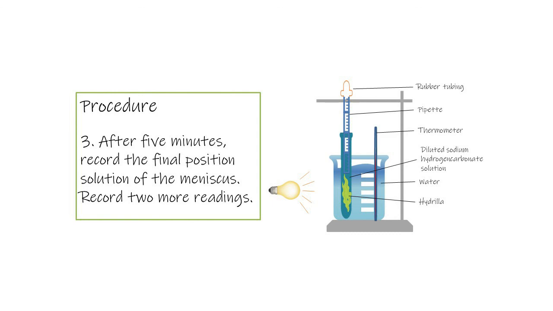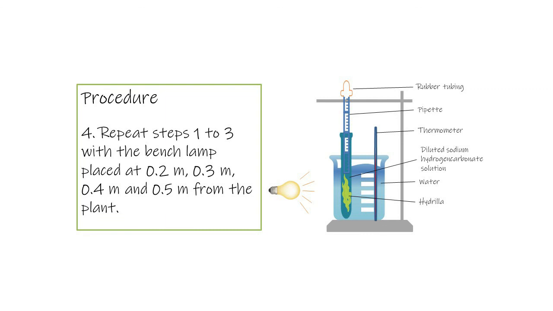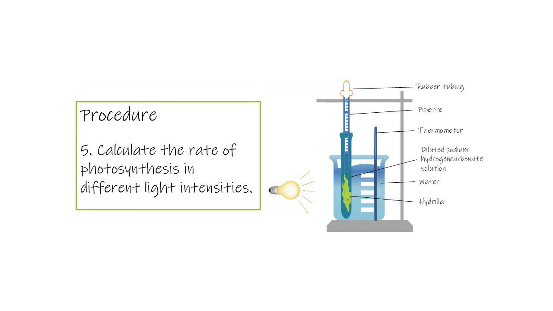Record 2 more readings. Fourth, repeat steps 1 to 3 with the bench lamp placed at 0.2 meters, 0.3 meters, 0.4 meters, and 0.5 meters from the plant. Last, calculate the rate of photosynthesis in different light intensities.